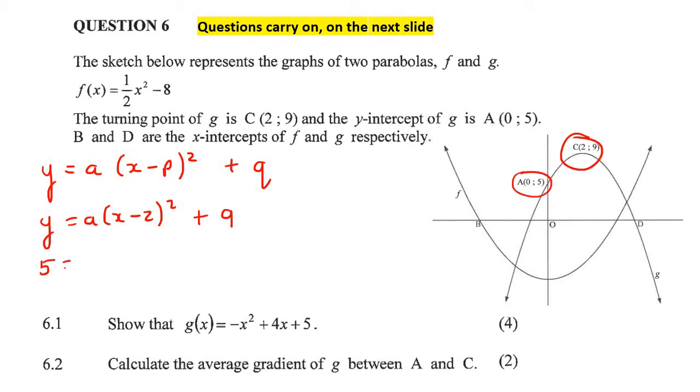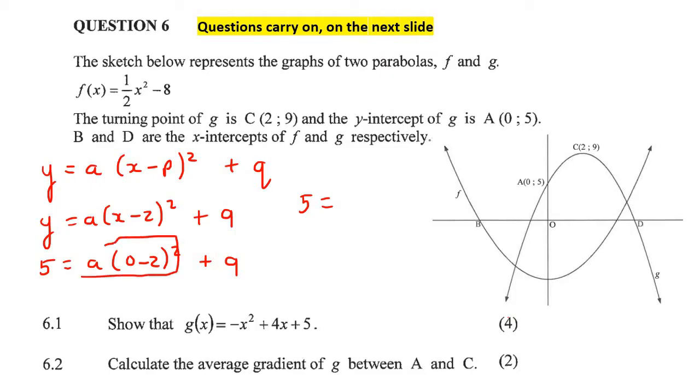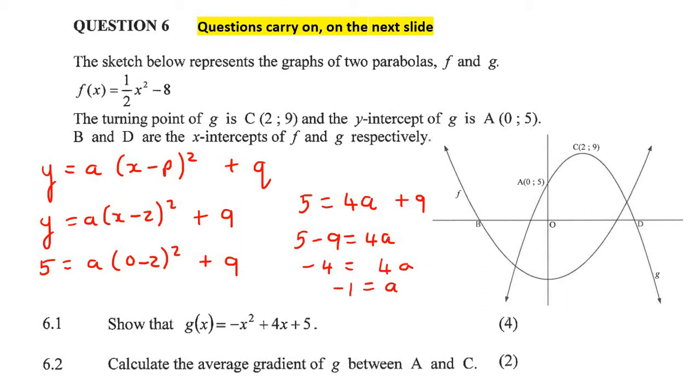Then to find a, you plug in another point, so we'll use (0; 5). The 5 is a y value, the 0 is an x value. So we can say 5 is equal to, now this part here just becomes 4a, 4a plus 9. Remember that this 9 is not part of the a. Some students do put them together. Now we take the 9 over to the other side, so 5 minus 9 is equal to 4a. So minus 4 is equal to 4a, so a would be minus 1.